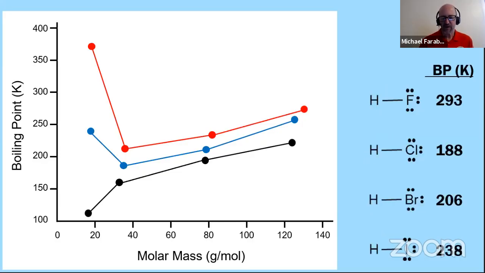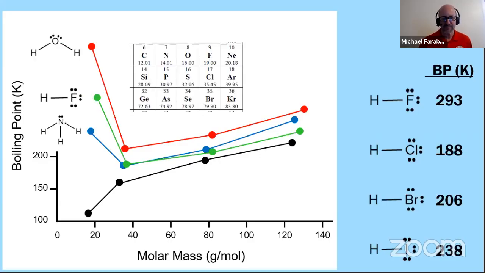And here we have HF, HCl, HBr, and HI. Let me start with the HI. Bromine has a smaller electron cloud. Chlorine has a smaller electron cloud. And then finally, you would predict that fluorine might also follow that trend and have a boiling point of around maybe 175 Kelvin. But all 3 of these molecules, H2O, HF, and NH3, have higher boiling points than one might predict based on the trend in simply London dispersion forces.